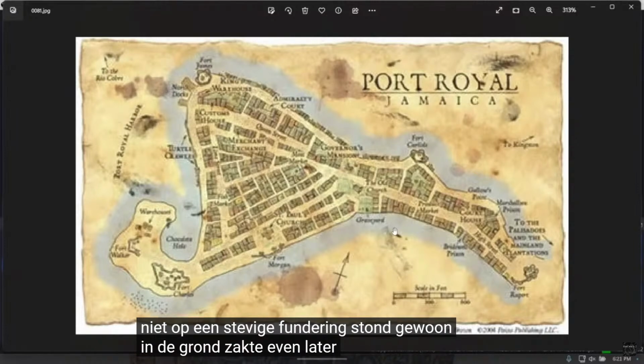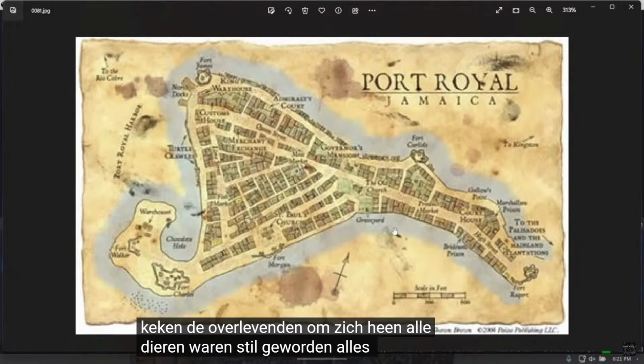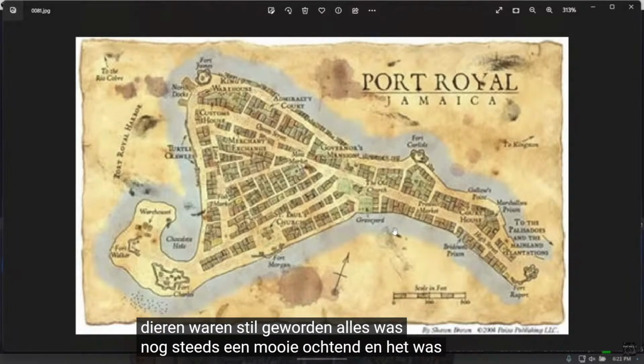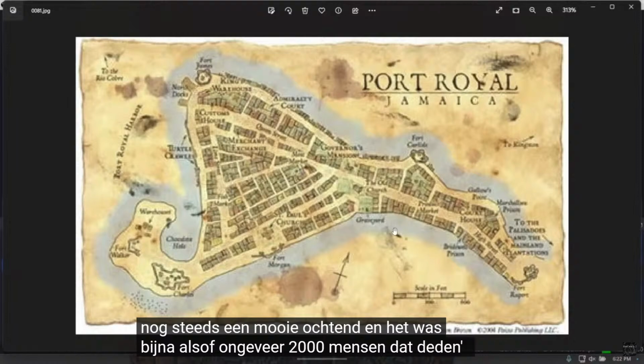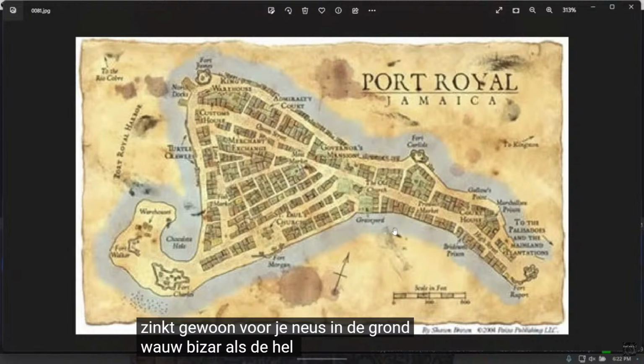Moments later, the survivors were looking around. All the animals had gotten quiet. Everything was still a beautiful morning, and it was almost as if about 2,000 people didn't just sink into the ground in front of you. Wow. It's bizarre as hell.